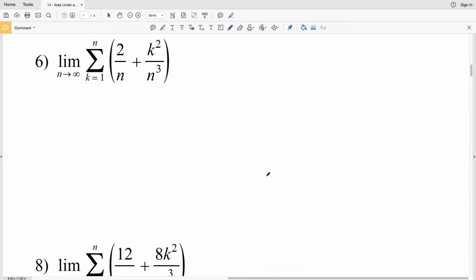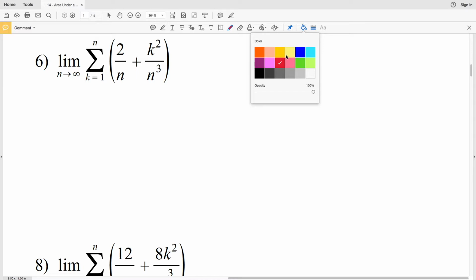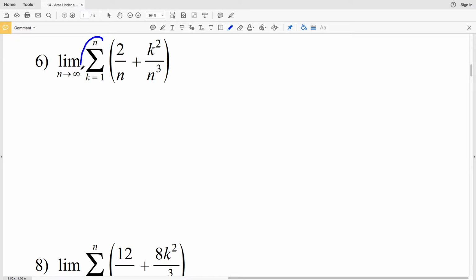Now in number 6, we're going to do the same thing. This problem is just a little more in depth. To speed up the notation, as opposed to writing the sum of k equals 1 to n, for the rest of these problems I'm just going to write this as the summation. But understand that it is still from k equals 1 to n. I'm just going to write it this way to speed things up.